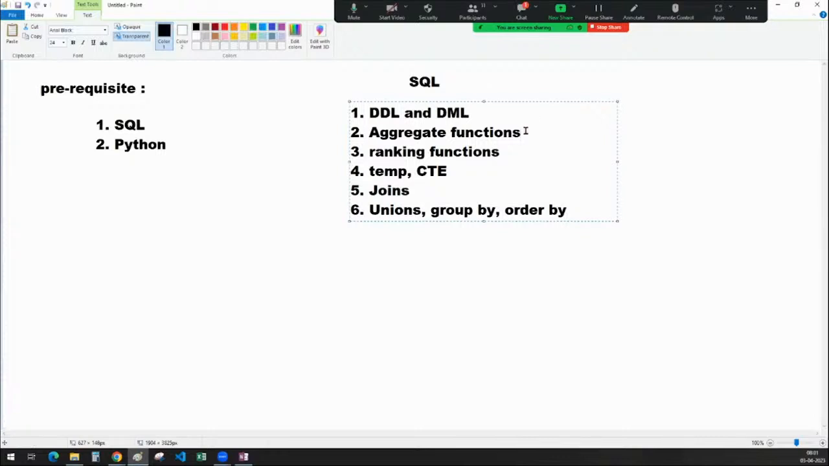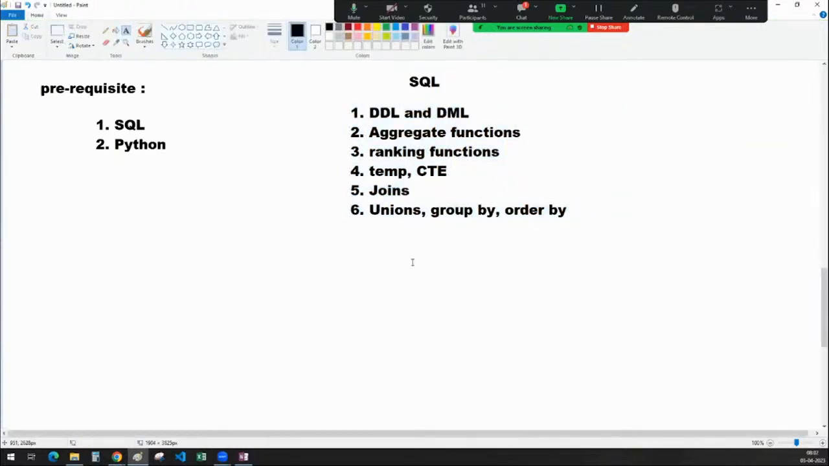In aggregate functions, min, max, count, all of those things, ranking, row number, dense rank, rank function, all of those things, and temp tables and joins. You will be at least inner join, left join, right join. That is enough. Unions, union and union all, group by, order by. I think this is enough, I believe, for the SQL, guys. Okay, if I remember anything, I will tell you.